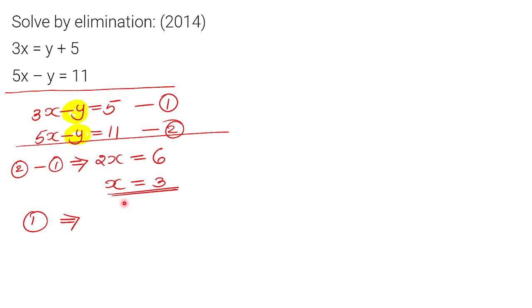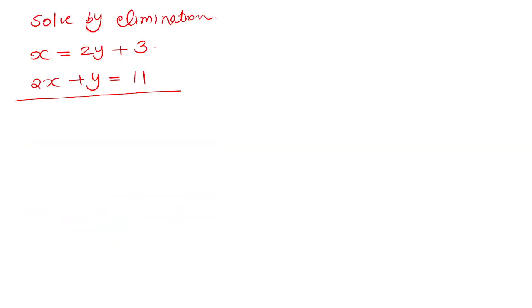I am going to put x equal to 3 here. 3 into 3, 9. 9 minus y equal to 5. Minus y goes to the other side. y equal to 4. x equal to 3 and y equal to 4. Please solve this question within 2 minutes.